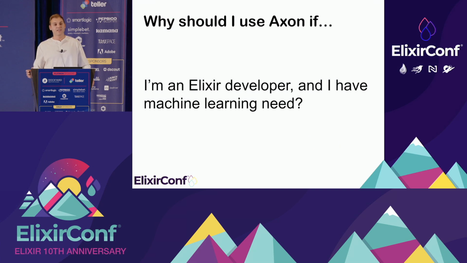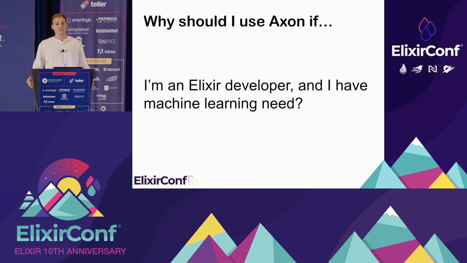Now I like to divide the groups of people who would choose to use Axon into 4 different camps. The first one: I'm an Elixir developer and I have a machine learning need. Why would I use Axon? So you'll hear a little bit about this tomorrow in Chris Granger's keynote. I don't want to steal his thunder.